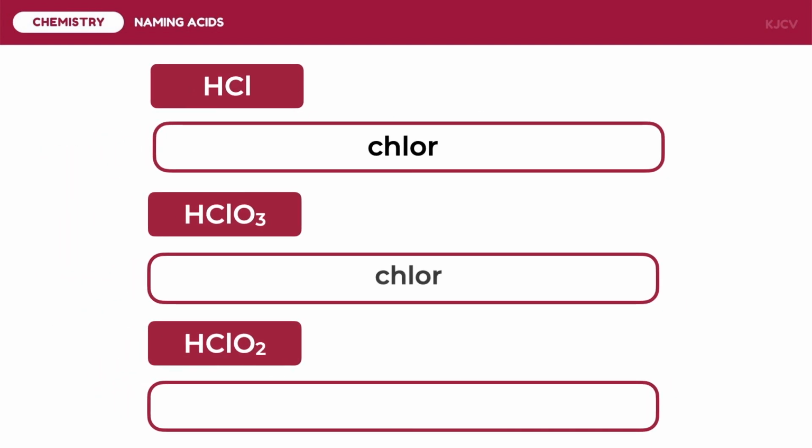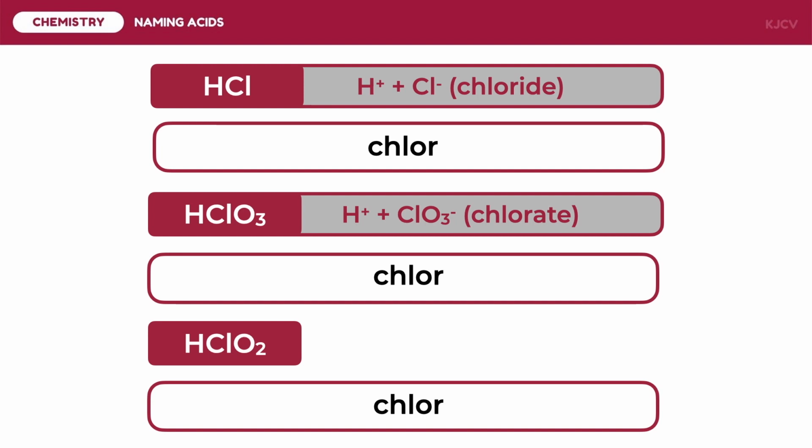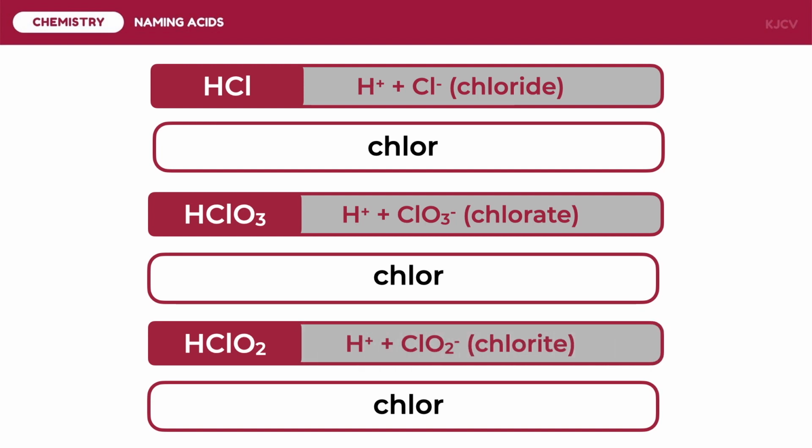To clearly see the difference between the rules, we are going to use the acids formed by chlorine. We have HCl, HClO3, and HClO2. Since we treat their acid formation as an ionic compound, it will be of big help if we identify the ions present. For HCl, the ions present are hydrogen ion and chloride ion. For HClO3, the ion is ClO3 or chlorate ion. And for HClO2, the anion is ClO2 or chlorite ion.